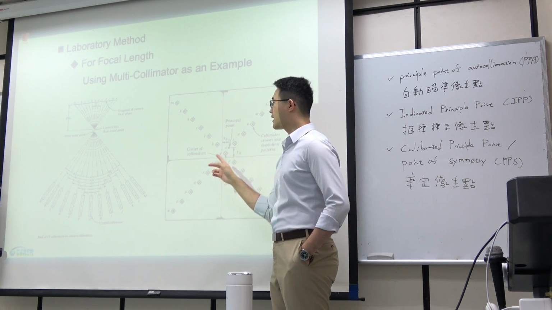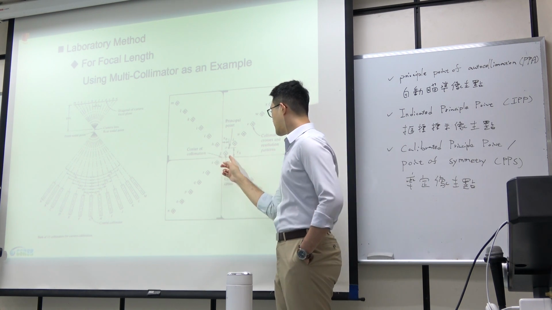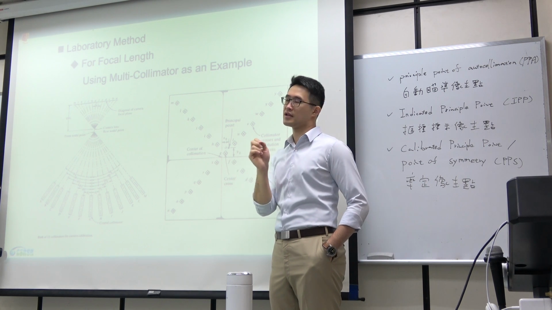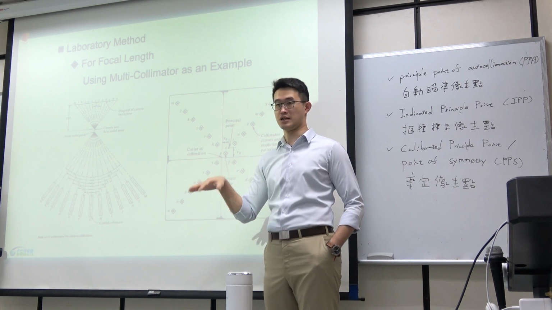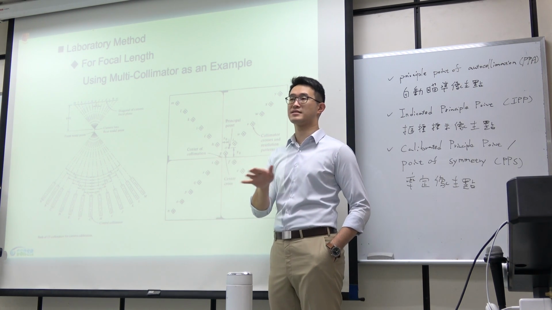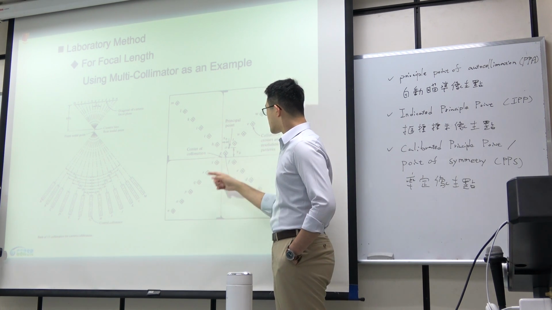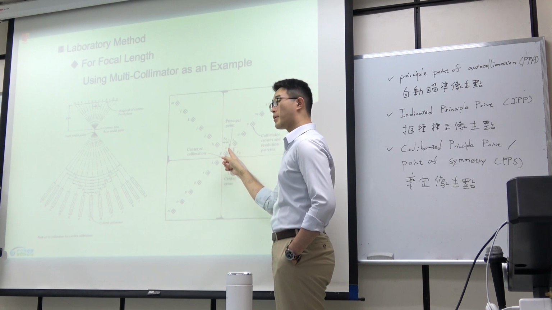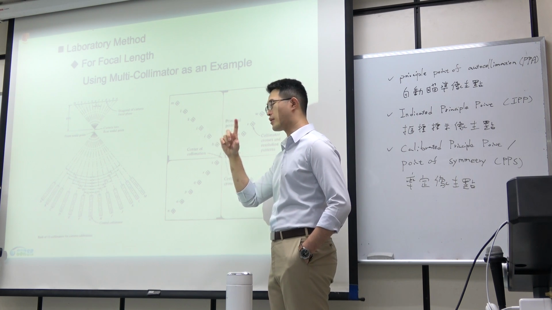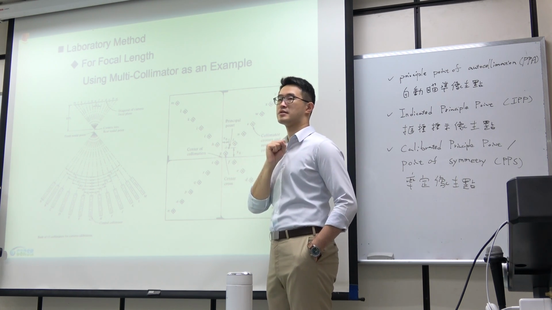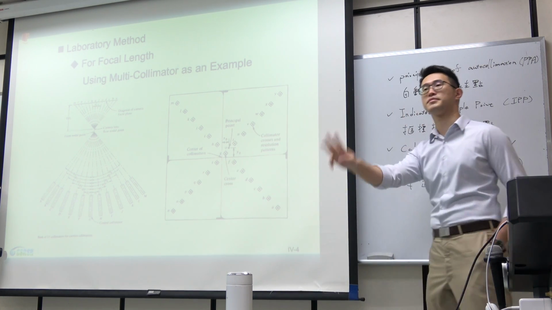I also mentioned it yesterday: the procedure to derive these principal points is complex, so I'm not going to talk about that in this course. But if you are interested, you can take a look at the textbook or the reference book for this course. Basically, the calibrated principal point is the point we defined, along with the calibrated focal length, to get the best symmetry for the lens distortion. So those are the three types of principal points.